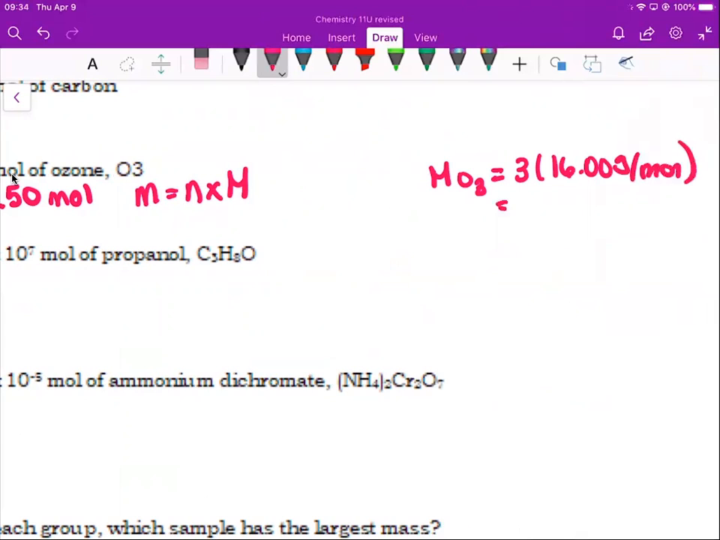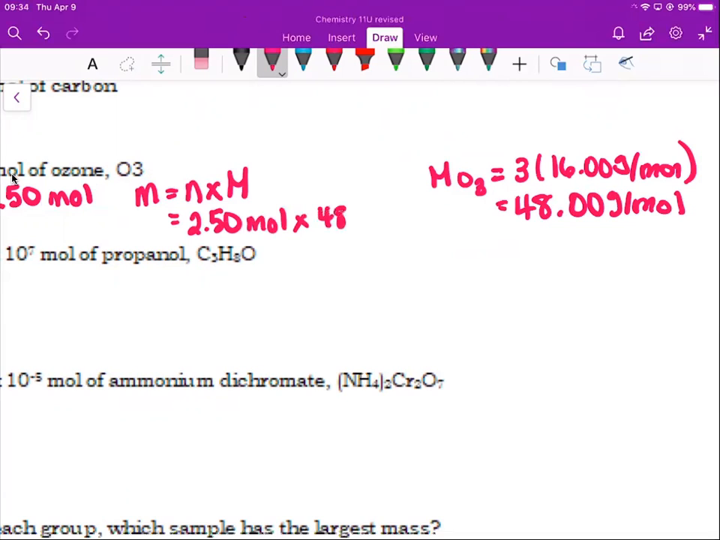So ozone is comprised of 3 atoms of oxygen. So 1 mole of molecules of ozone is 48.00 grams per mole, the molar mass. Now we have all the information to plug into this equation. And if you look at it, I always remember my formulas because I cross out the units.